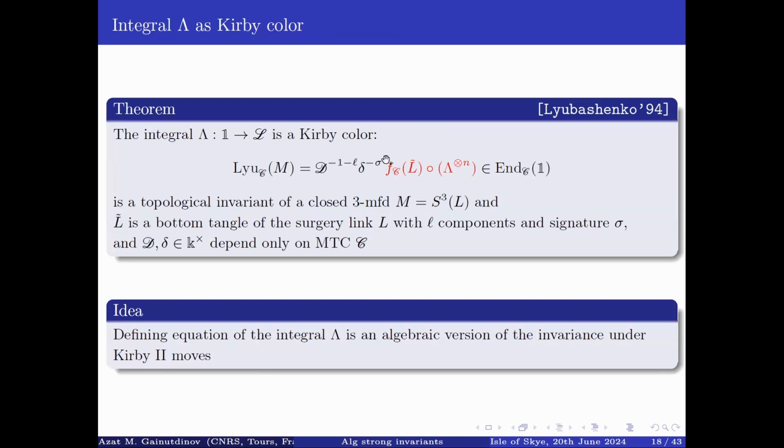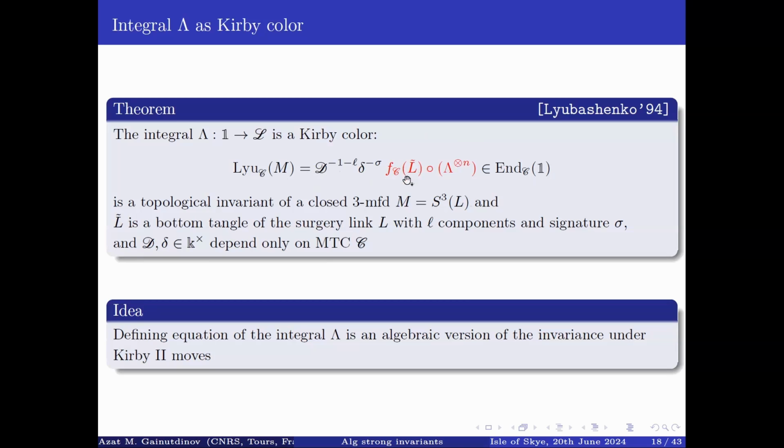What does it mean? Okay, there is a prefactor. I'm not going to explain this. L is the number of components of my surgery link. Sigma is the signature of the linking matrix. And then these are scalars. They're responsible for Kirby 1, so they guarantee that the invariant will respect Kirby 1 moves. And the integral respects Kirby 2 moves.